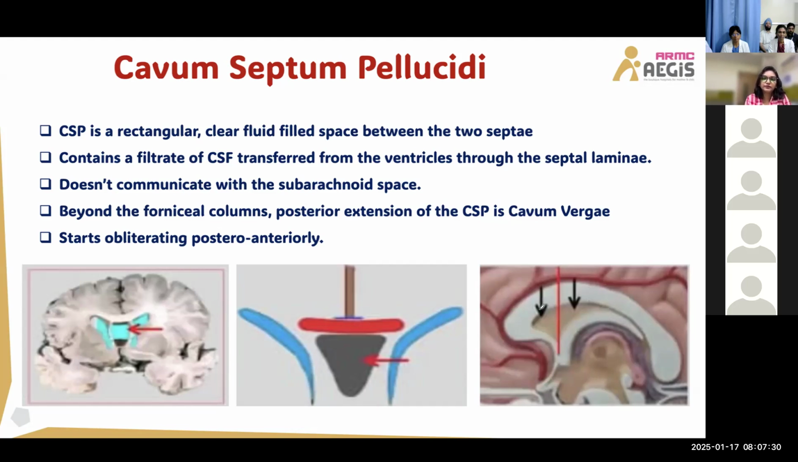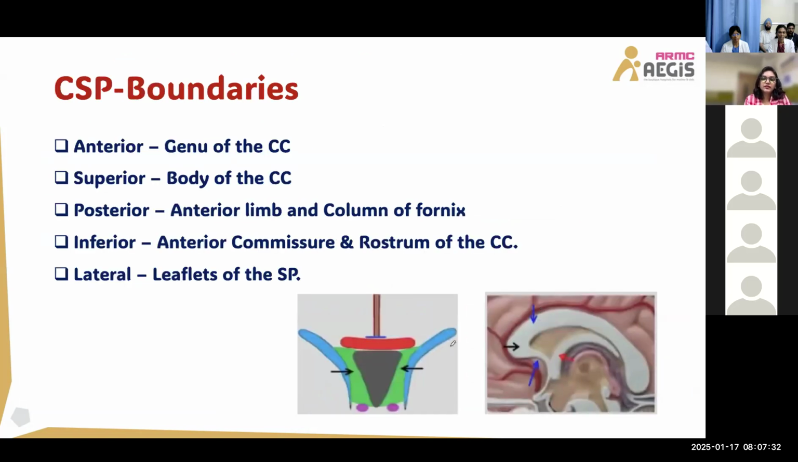So CSP is bounded anteriorly by the genu of the corpus callosum, superiorly by the body of the corpus callosum, posteriorly by the anterior limb and columns of the fornix, and inferiorly by the anterior commissure as well as the rostrum of the corpus callosum, and laterally by the leaflets of septum pellucidum.